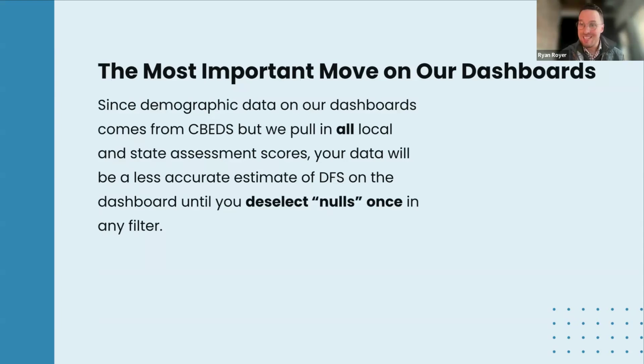Where people tend to miss on our dashboards is there's a category in each of the filters that says null, N-U-L-L. And those are the students that were not with you on census day, but took the test with you. So nulls are students not there on census day, but who did take the test with you. And so it's really important that you eliminate the nulls when you're doing data, if you're looking for census day alignment.